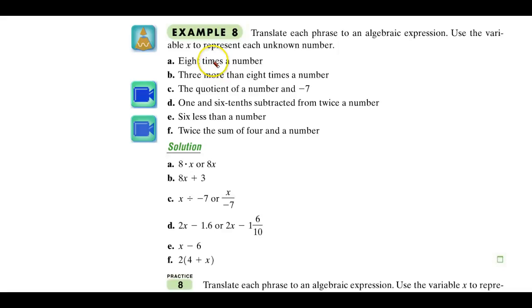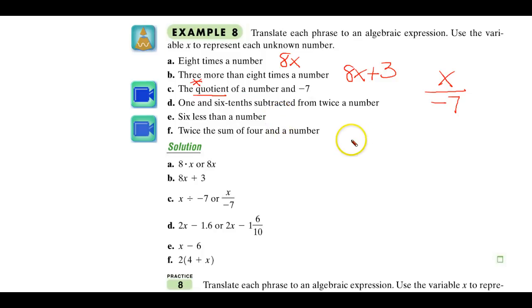Study plan. 8 times a number, and they're going to use X. So 8 times a number. We don't need a sign. 3 more than 8 times the number? Well, there's 8 times the number plus 3 more. The quotient of a number and negative 7. Well, we put it as a fraction. X over negative 7. This is a quotient. So put a little star by that. They ask you to write a quotient. The first part of the quotient is the numerator. The second part is the denominator.